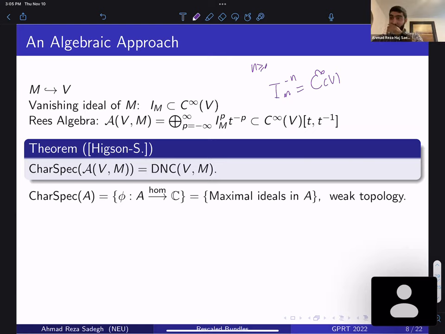Thank you for the question. Basically, all the negative powers, including also the zero power, are just going to be C infinity of V. If that makes sense.